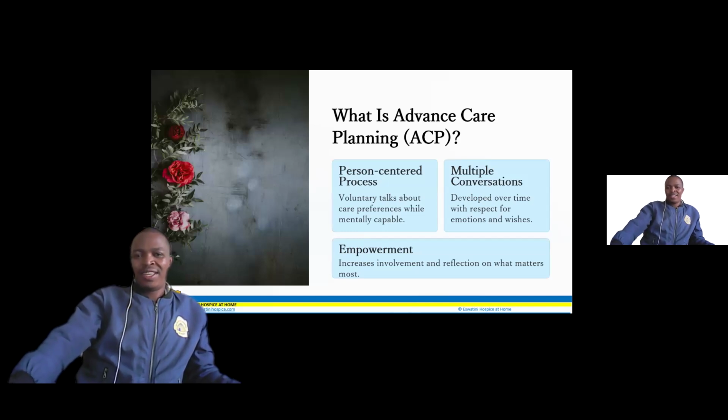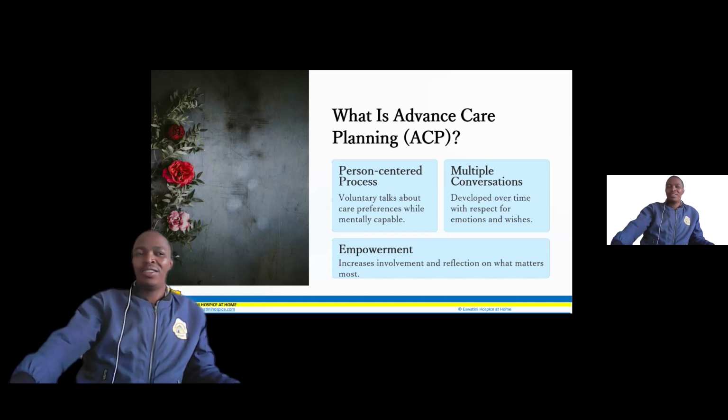So what is an advanced care plan? An ACP is a person-centered process. What we mean when we say it's a person-centered process is that these are voluntary discussions about patients' care preferences while they are mentally capable. So, for example, with this case Zinhle presented today, we need to understand with them that you are in stage 4. And currently, when the doctors from Monene, I will advise the RFM team to call them and discover the type of treatment that is going to be provided and the goal of it.